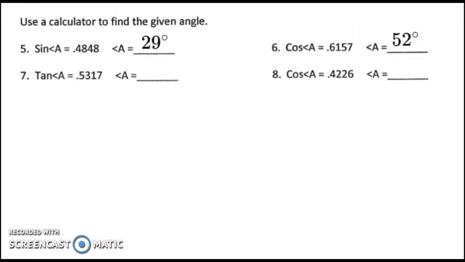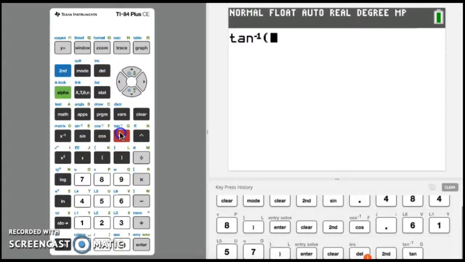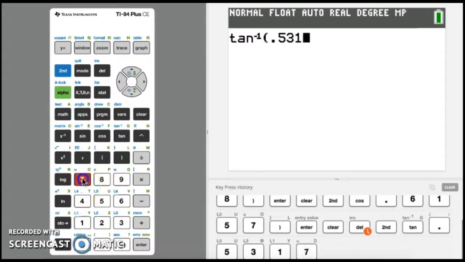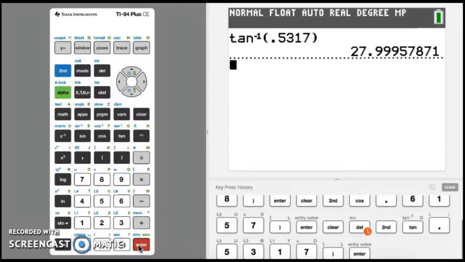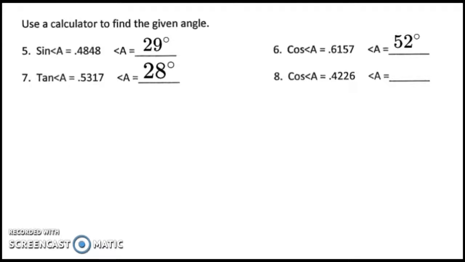Alright, number 7, we have tangent of angle A equals 0.5317, and we're looking for angle A. So let's put that into the calculator. So second tangent, 0.5317, parentheses, press enter, and I have 27.999577871, and going on and on. So round that to 28, and then that will be your answer. So that is number 7.